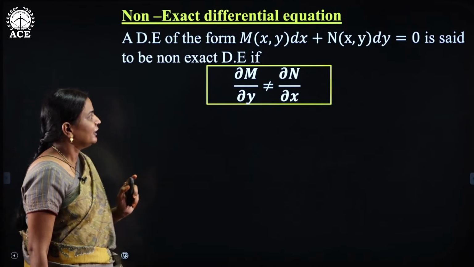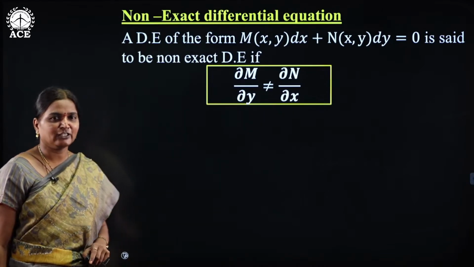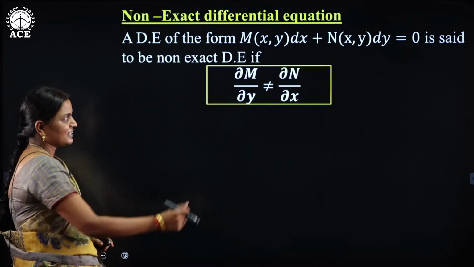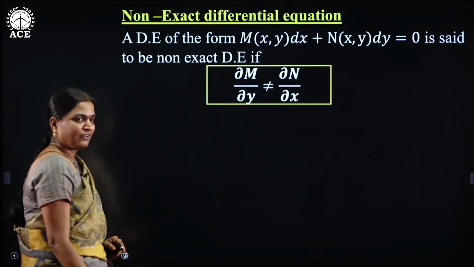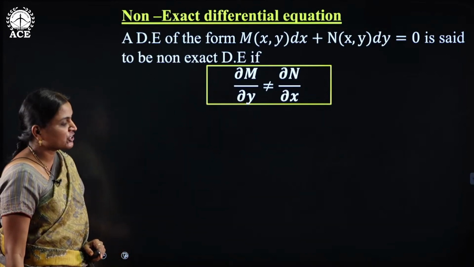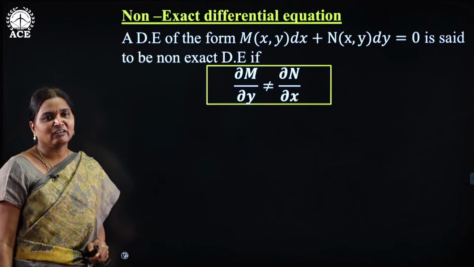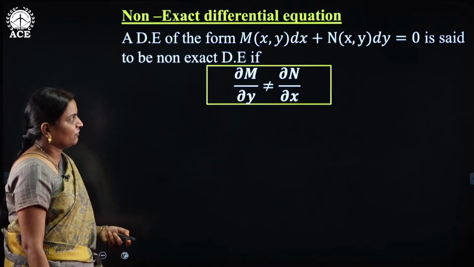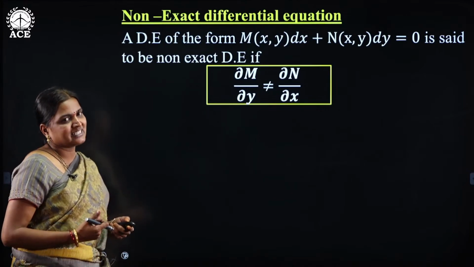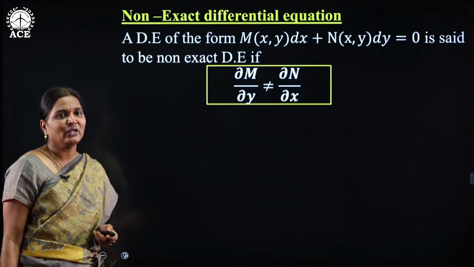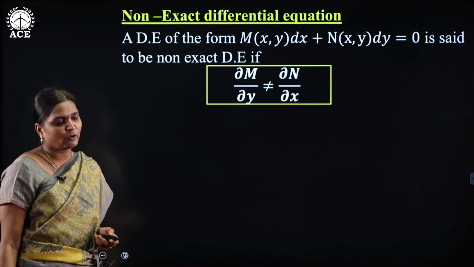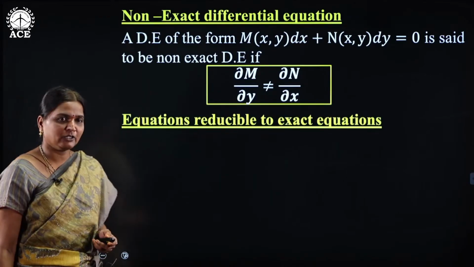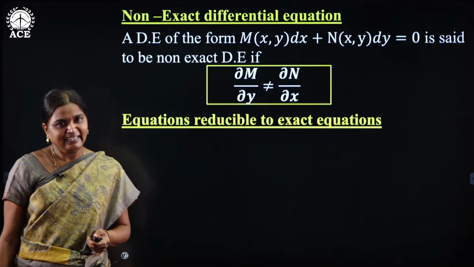What is the condition? Dou m by dou y is not equal to dou n by dou x. If this condition exists, what is the differential equation form? M dx plus n dy equal to 0 is not an exact differential equation. So how to reduce this non-exact differential equation to exact? That is our next topic, equations reducible to exact differential equation.